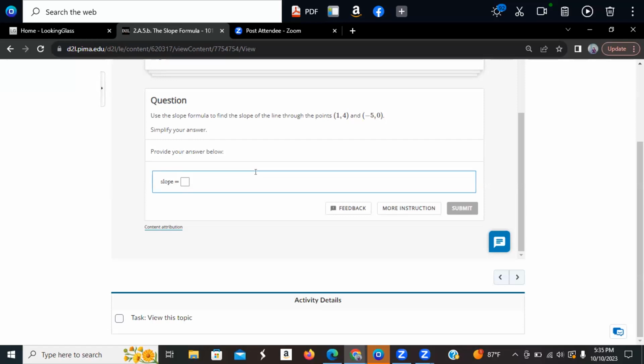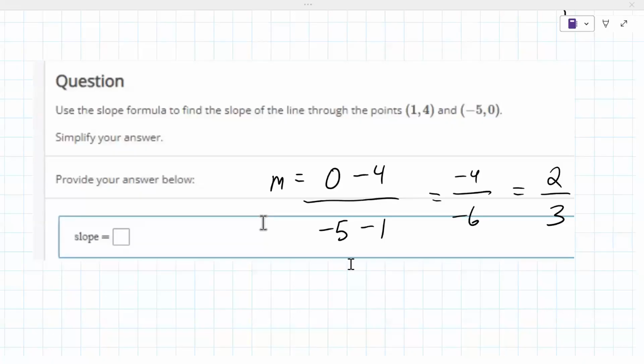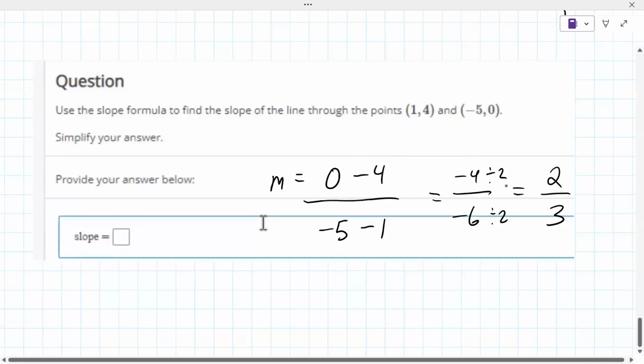I got -4/6. That's -4/6. Let me share my screen so you can see that. So I should have gotten 0 - 4 over -5 - 1. And that becomes -4 because that stays with it. Your negatives stay negative. And then the signs cancel, and then they're both divisible by 2.